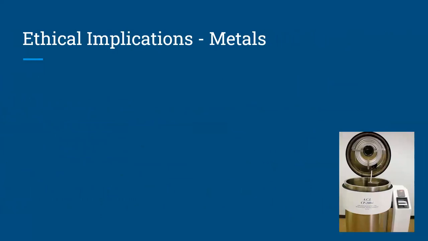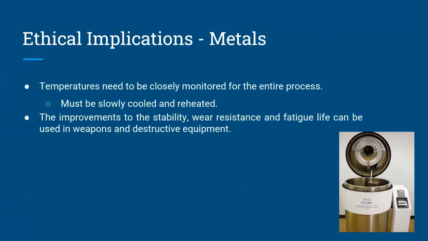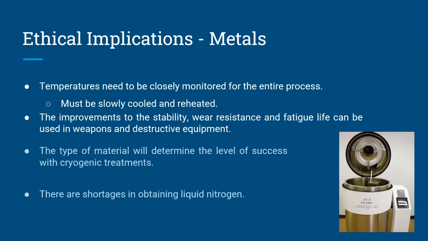There are several implications in the use of cryogenics in metals. The use of cryogenics to assist in the cooling process of metals is a slow process and needs to be closely monitored and controlled. If there are any issues in the rate of cooling or heating, there can be flaws in the metal. The use of cryogenics can be used to strengthen and increase the longevity of metals, which can then be utilized in weapons and other destructive tools, which raises a question of acceptability.